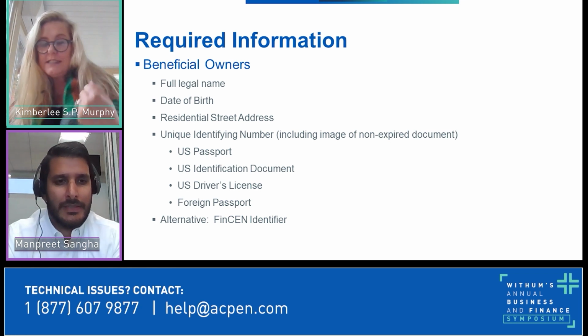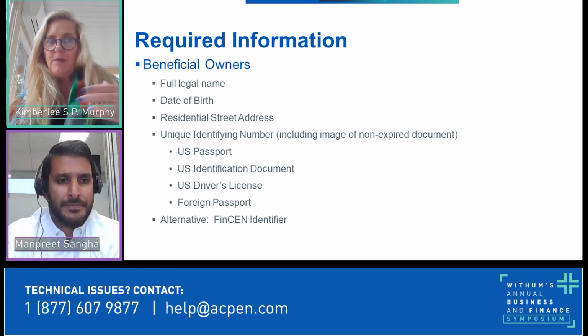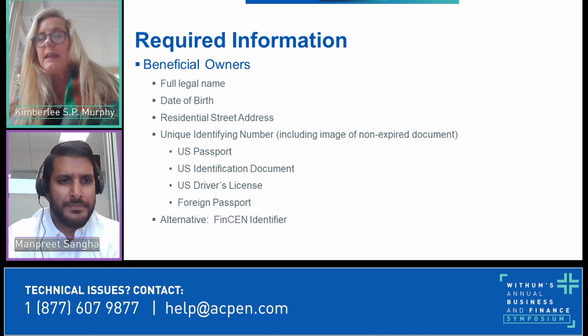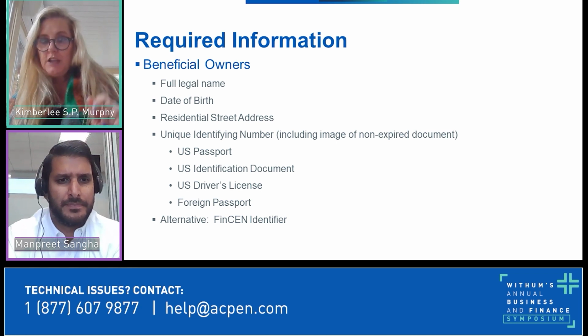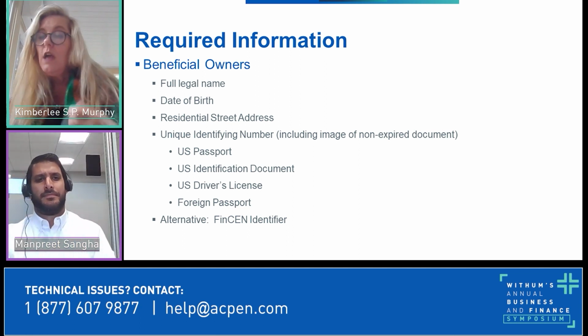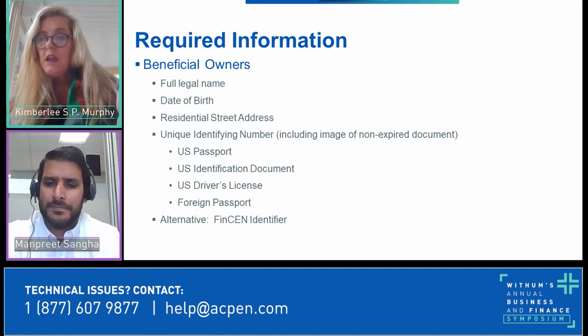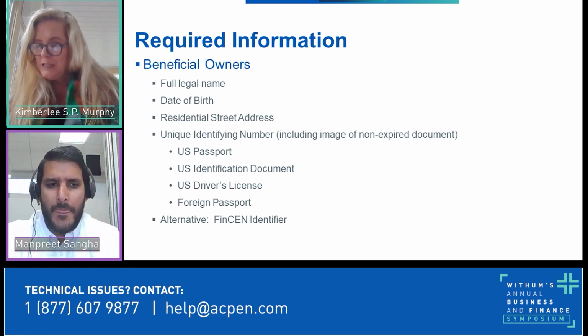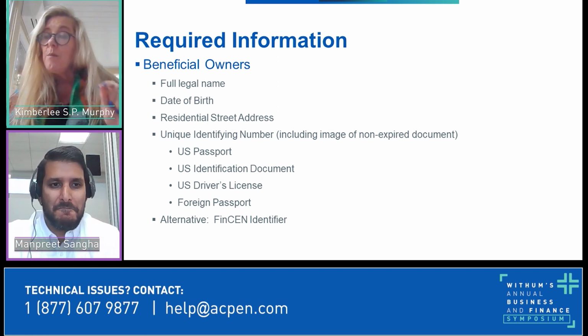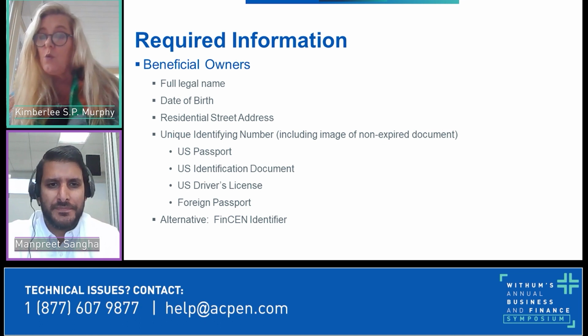And then you're going to need information about the beneficial owners. They'll want their full legal name, their date of birth, where they're resident, and then they'll need a unique identifying number from a non-expired document. And this is interesting. If you're a U.S. person, they'll want your U.S. passport, driver's license number, or other identifying document number. If they're a foreign person, they'll want the foreign passport. You'll probably get some pushback, especially from your U.S. persons on this, but this is actually what is required if you are trying to form a foreign corporation.